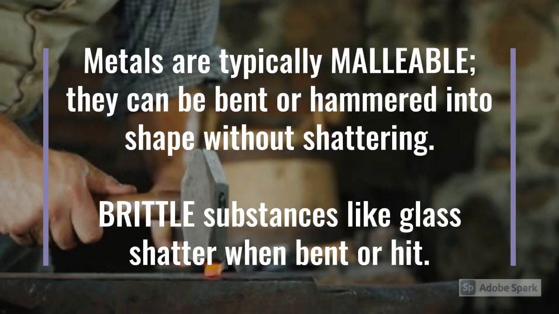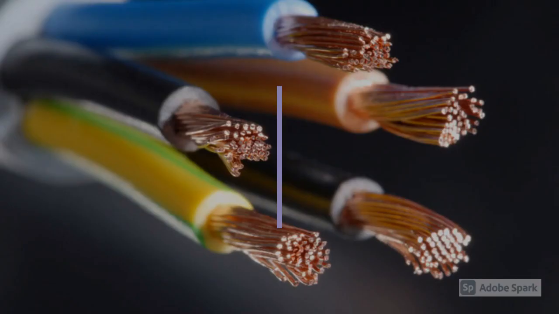Metals are typically malleable. Malleable substances can be bent or hammered into shape without shattering. They're the opposite of what we call brittle substances. Brittle substances, like glass, shatter when bent or hit.